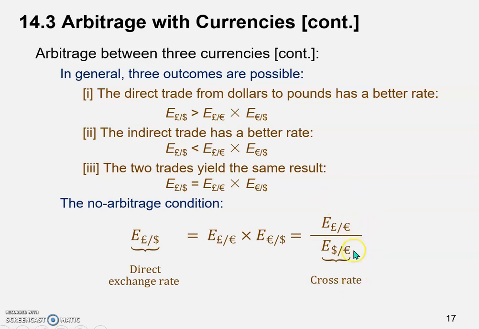Now we do this flip and find this ratio because both are quoted as units of British pounds or US dollars per euro. So they would be consistent in terms of the quotation.